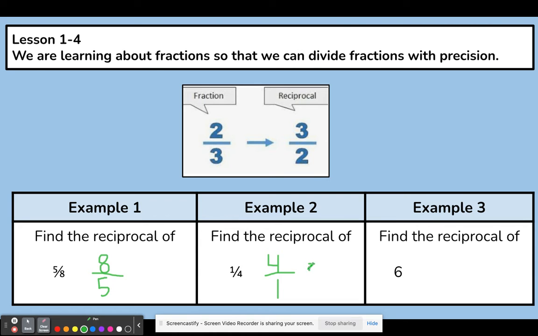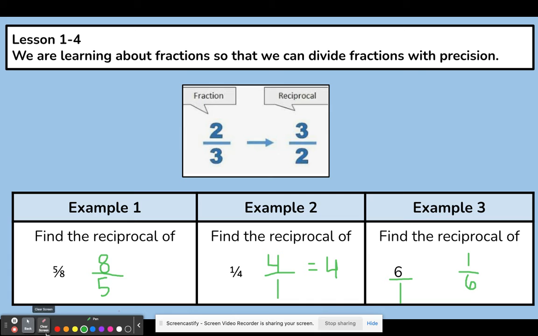Now, newsflash, 4/1 is the same as 4 wholes. So the reciprocal of 1/4 is also just 4 wholes. Oh no, I'm asked for the reciprocal of 6. Well, that's easy peasy because you can turn any whole number into a fraction by putting it over 1. Now that I have a fraction, I can flip it upside down. The reciprocal of 6/1 becomes 1/6. So that is how we find the reciprocal.